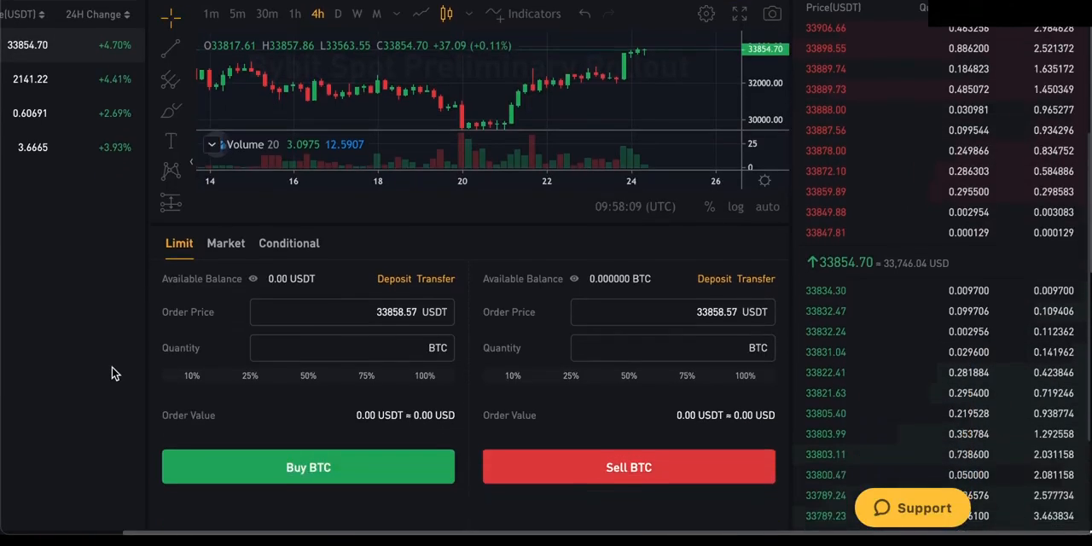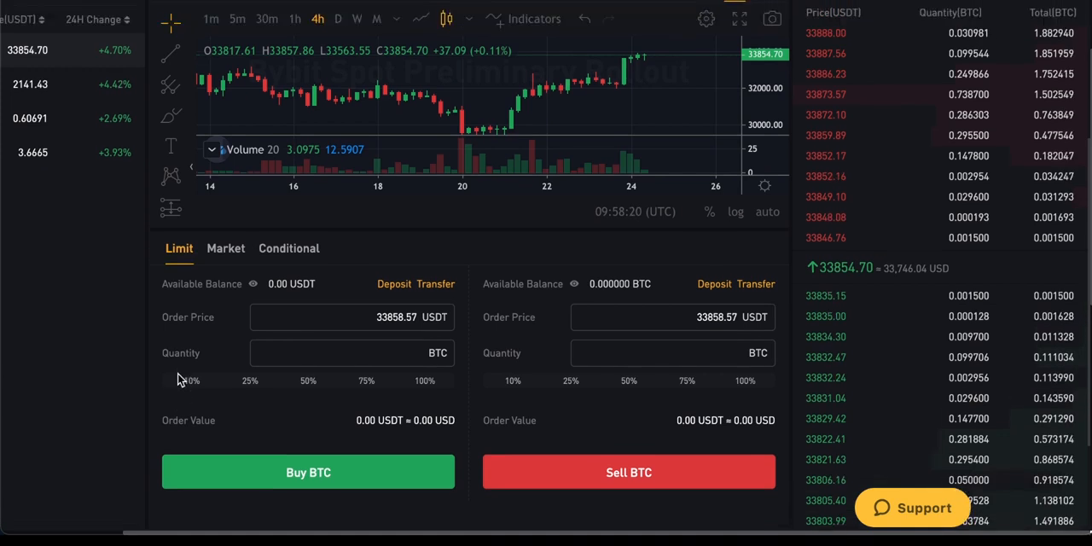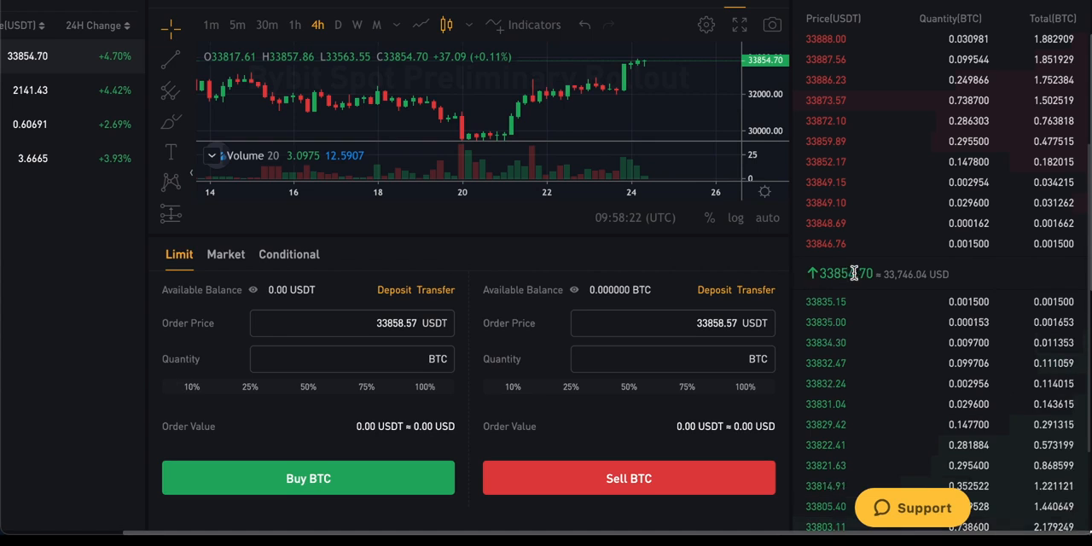Let's come and put in a limit order though. So we can put in a limit order, which means we actually choose the price that we pay, and we can put in that maker order. So we can see the price right here, 33,854. So let's try and put a bid in for a little bit cheaper.